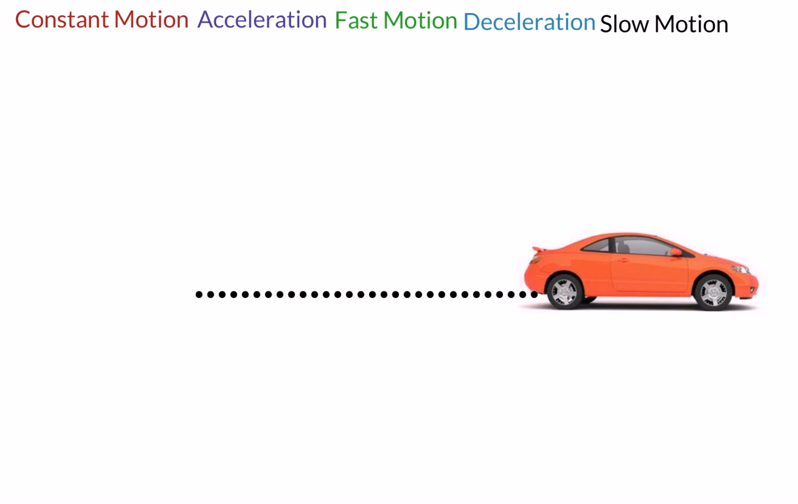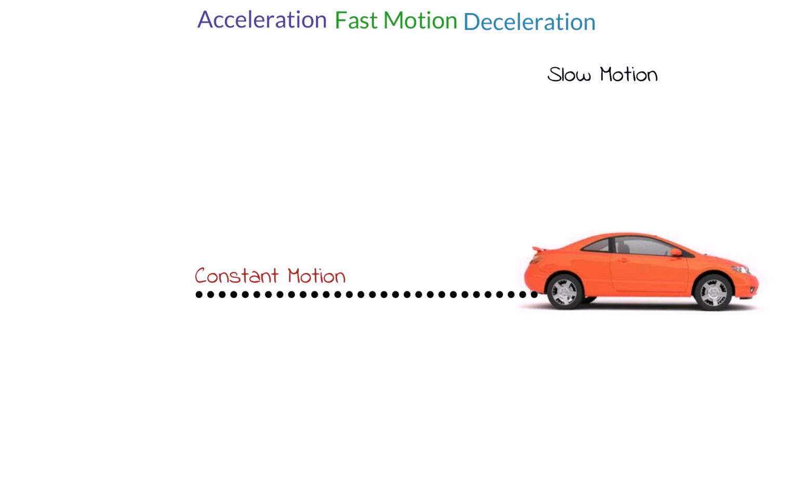In this diagram, once again, the spaces between the drops of oil are evenly spaced. So we could say that the car was in constant motion. But notice also that there's very little space between the dots. So we could also say that this car was demonstrating slow motion. It's constant, but it's slow.